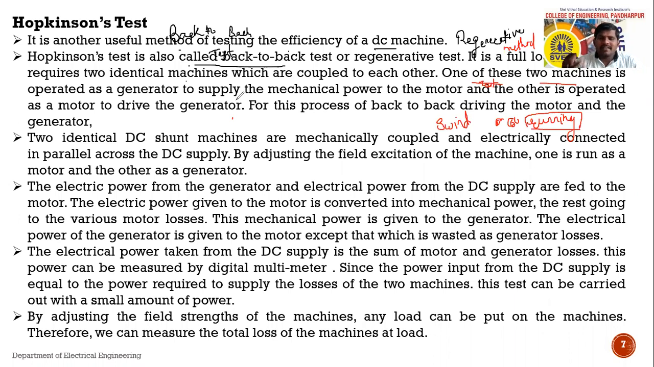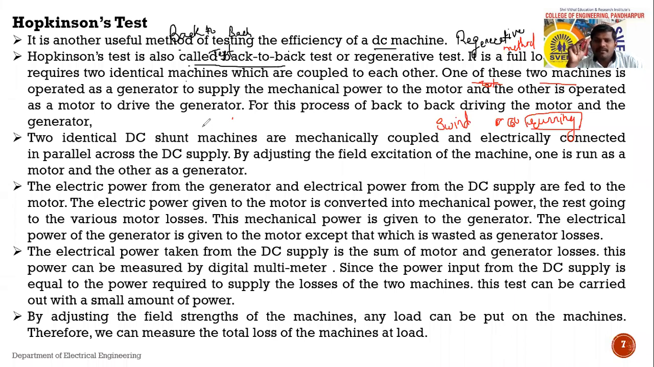While telling regarding the diagram, I will tell. In case of this Hopkinson test, what we are doing, we are using two identical machines. So in case of these two identical machines, one machine can be run as a generator and the other machine can be run as a motor.